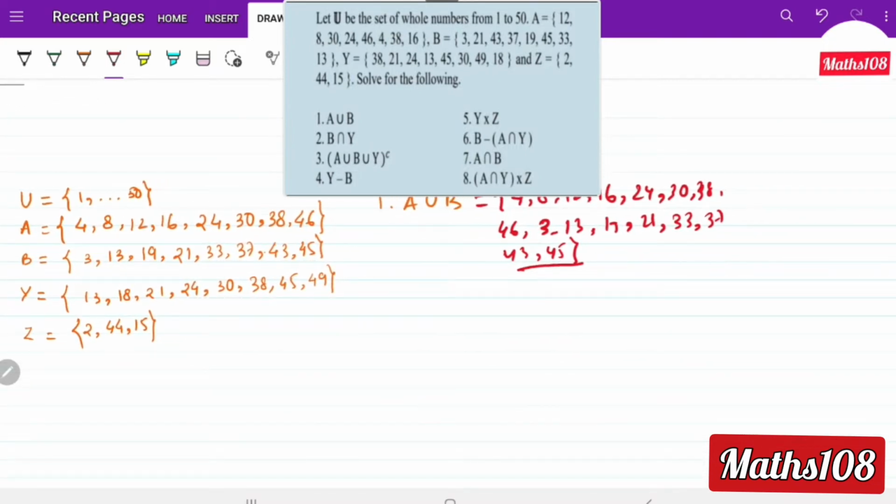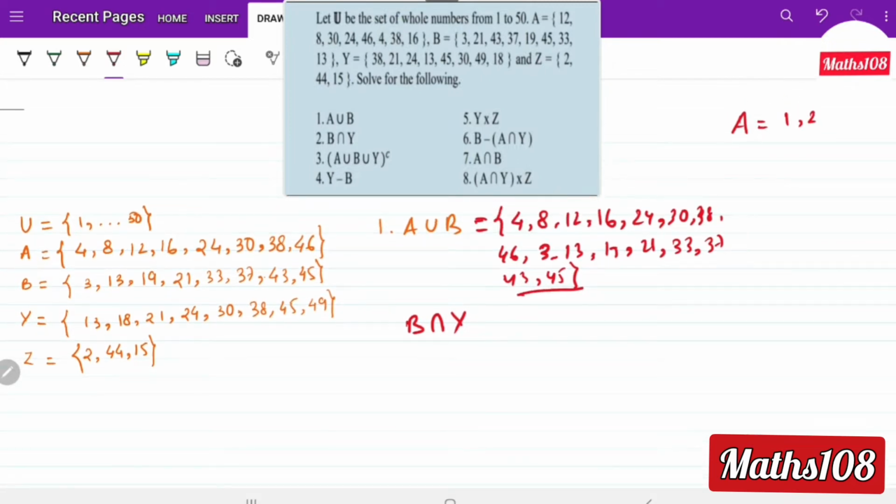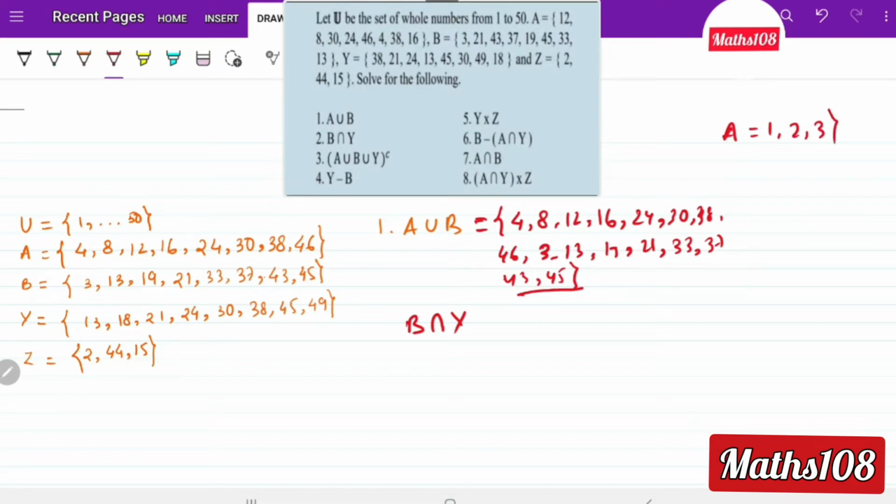After that, question number 2 is B intersection Y. What is B intersection Y? For intersection, let's take the same example as the previous question: A equal to 1, 2, and 3, and B equal to 1 and 4. The intersection is only the common term. We need to write only the common term.